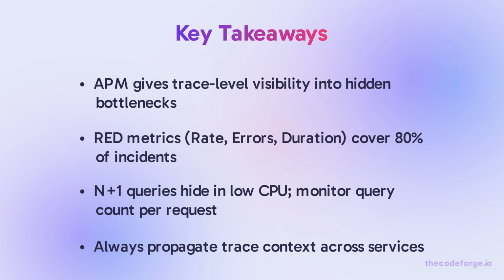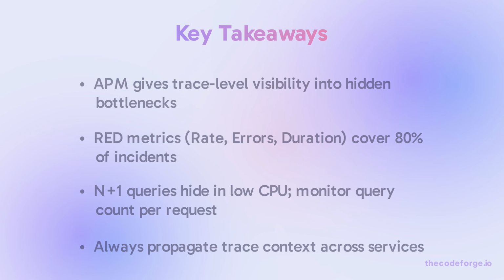To recap, APM provides the visibility you need to catch N+1 queries and other hidden bottlenecks. Start with RED metrics, instrument every external call as a span, and always propagate trace context. Alert on p99 latency and error rate, not CPU.